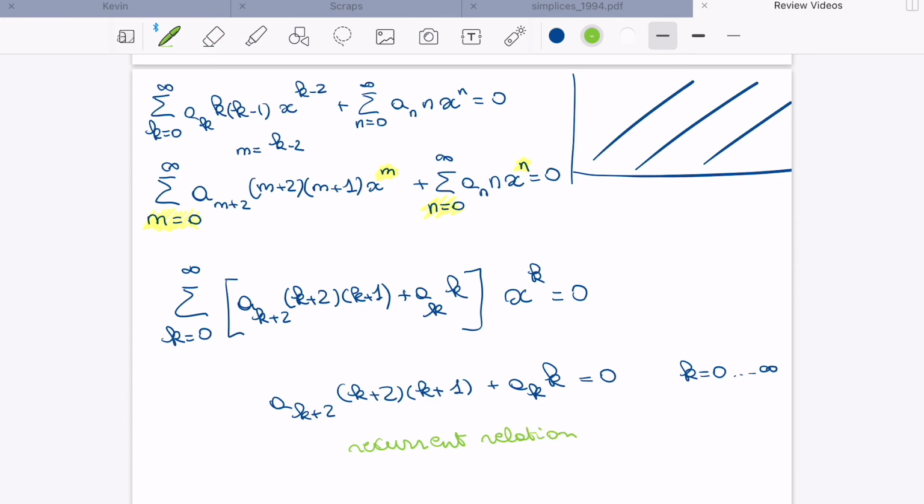Most of the time, this is as far as we can go. The recurrence relation might be pretty complicated. We keep it like this.